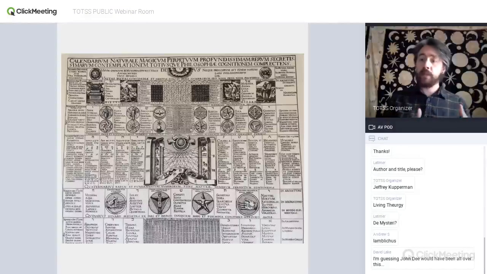And as we'll see, some of Dee's work, Enochian work and stuff like that, ends up becoming part of the Golden Dawn and Crowley's correspondence systems.